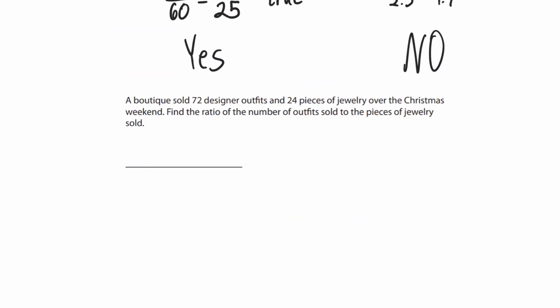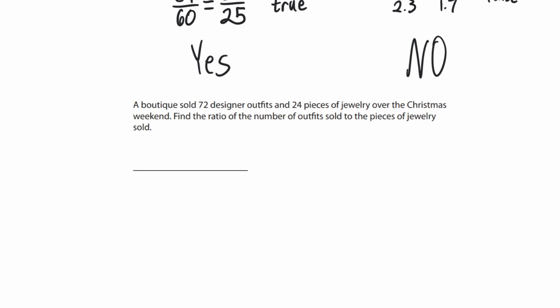Okay, and then this last one. A boutique sold 72 designer outfits and 24 pieces of jewelry over the Christmas weekend. Find the ratio of number of outfits sold to pieces of jewelry. So it's going to be 72 to 24, which if you type that in your calculator, it's going to simplify to 3, or 3 over 1. The one on your retest you're about to take is a little bit different, so you're going to have to think a little bit on the one that matches up to this.